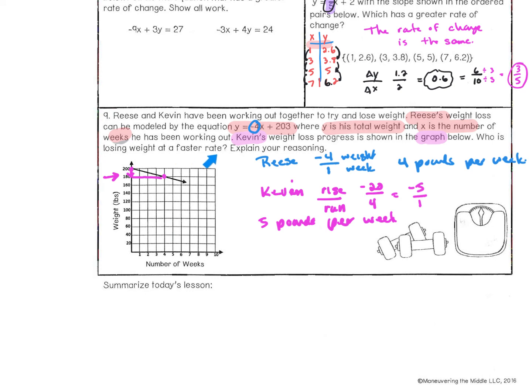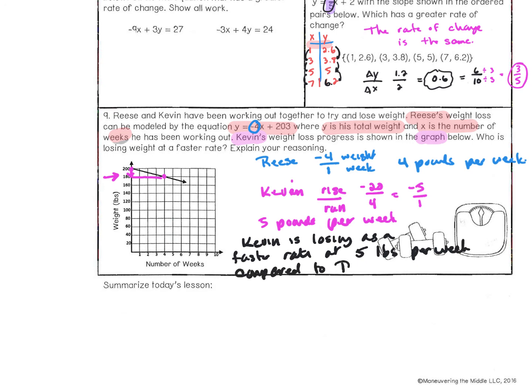So the question is, who is losing weight at a faster rate? And explain your reasoning. Well, Kevin is losing at a faster rate, at 5 pounds per week compared to Reese's 4 pounds per week.